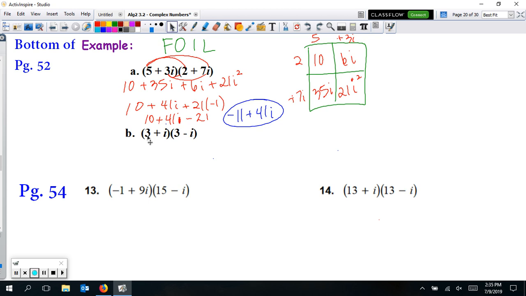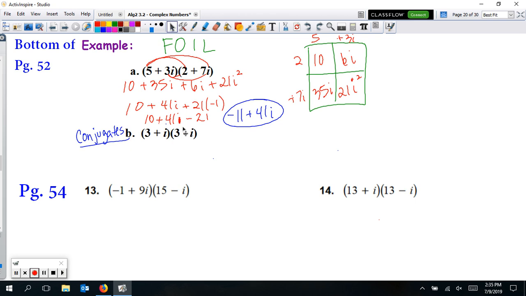Letter B, let's look at this one, 3 plus i times 3 minus i. This would be considered a sum and a difference because they're almost exactly the same. One's a plus, one's a minus. But when we talk about that in imaginary or complex number terms, we call those conjugates. That's the name we actually call these. So you might be asked to find the conjugate of something. These are conjugates of each other because the conjugate of 3 plus i is 3 minus i.